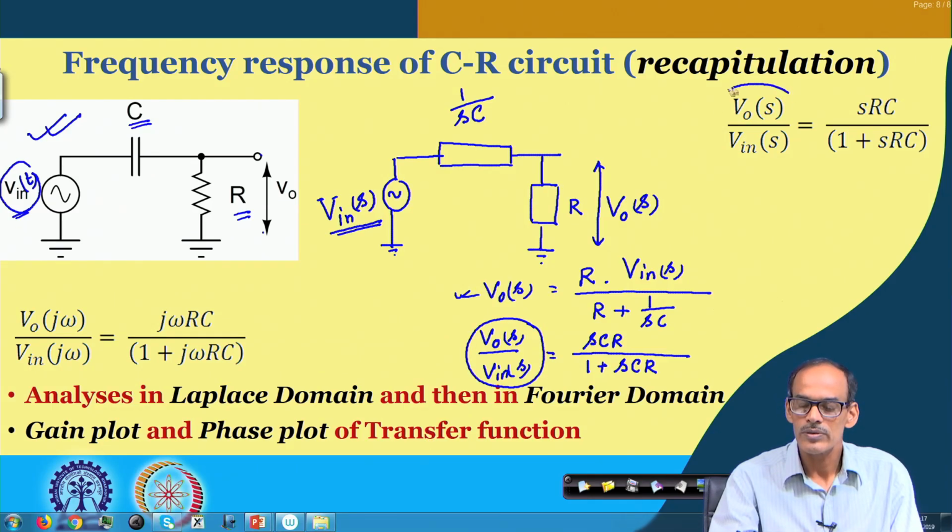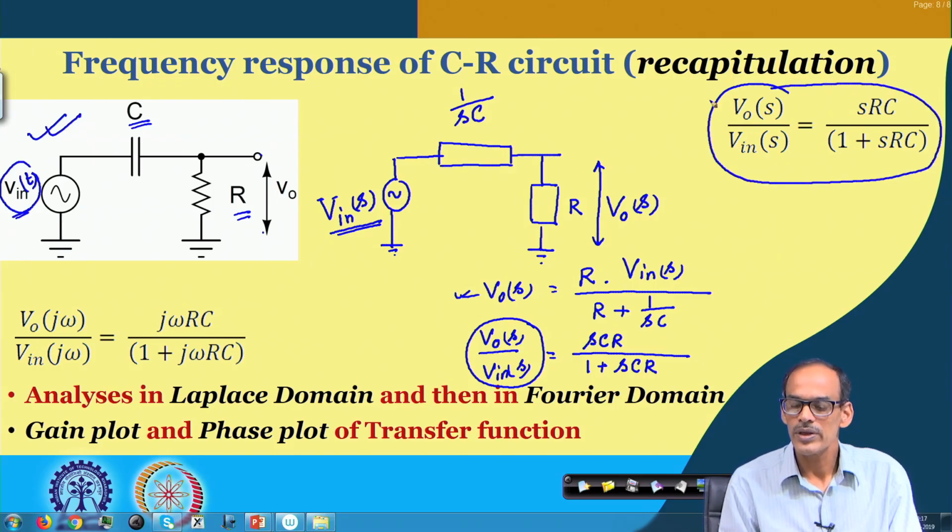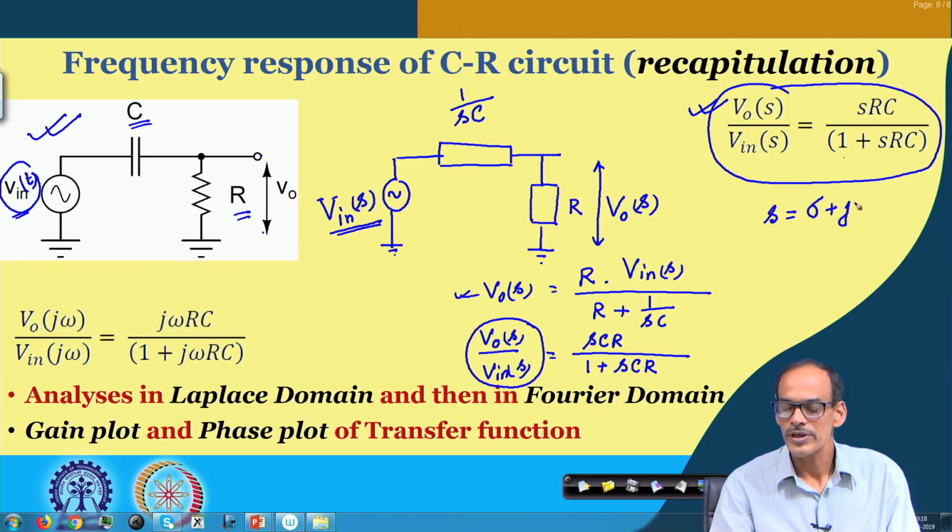So, this is what we have summarized here. V out by V in in the Laplace domain is sRC divided by 1 plus sRC. Now, in the Laplace domain, of course, the s has two parts, one is the real part and then the imaginary part, and corresponding to each of these s, the basis function is e to the power st, which is essentially e to the power sigma t into e to the power j omega t.